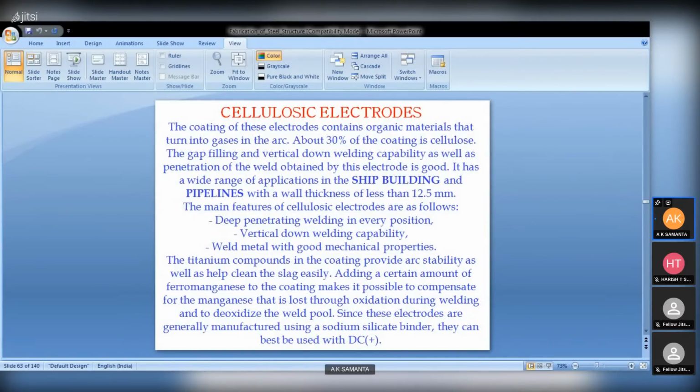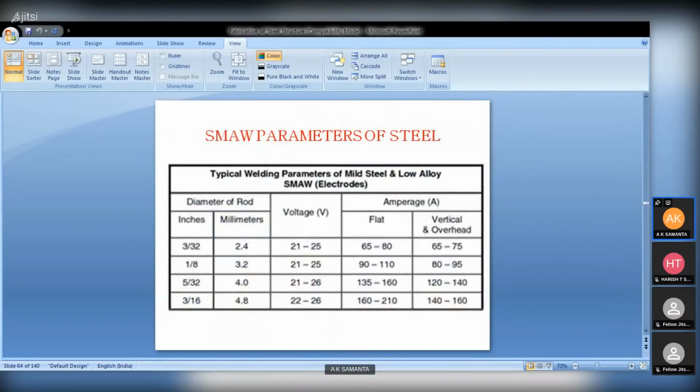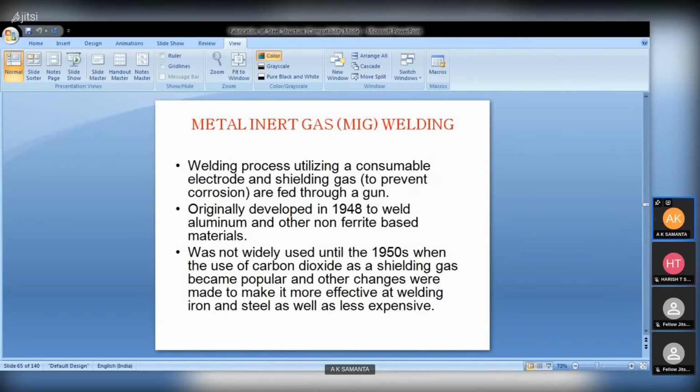These are used in shipbuilding and pipelines, where not only cracks, even holes are not permitted. So for precision welding, we have to adopt the cellulosic electrode, because in that case foolproof welding is possible. You know, shipbuilding and pipelines are subjected to water, so we cannot allow any porosity in the weld. That's why the cellulosic electrode will be applicable there. Then some parameters are there. Once the electrode is selected, depending upon its diameter, how much current and voltage will be set in the machine, that guideline is given here. Then we are coming to MIG welding, that is metal inert gas welding.